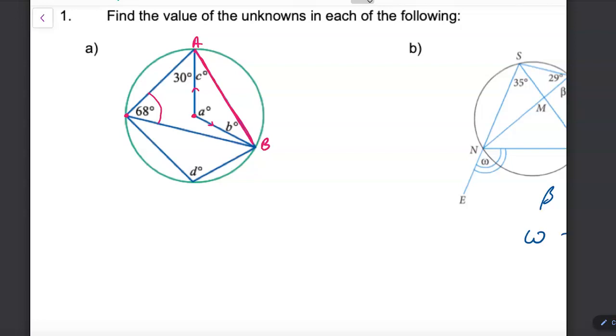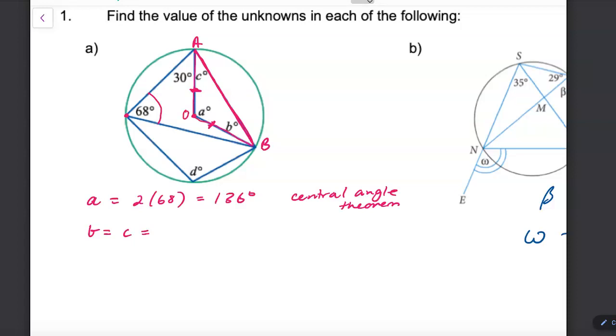Knowing that we've got that centre, I'm going to say that A is going to equal 2 lots of 68 degrees. So that's going to be 136 degrees, and that's using the central angle theorem. So A is going to be twice the angle on the circumference. Now B and C are going to be the same length because we've got the radii of the circle. We form that triangle AOB, and we call that centre point O. So we take away 136 from 180 and share that out, and that will give us 22 degrees, because we've got that isosceles triangle formed there from the radii.